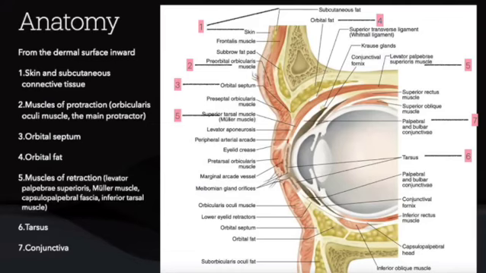In this picture, let us see the structure of the eyelid from the dermal surface inside. First, we see the skin and subcutaneous tissue, below which there are muscles of protraction like the orbicularis oculi muscle, which is the main protractor. Next comes the orbital septum. Next you can see orbital fat, and then the muscles of retraction, namely levator palpebrae superioris, the Muller muscle, capsulopalpebral fascia, and the inferior tarsus muscle. Next you can see the tarsus, and then there is the palpebral conjunctiva.